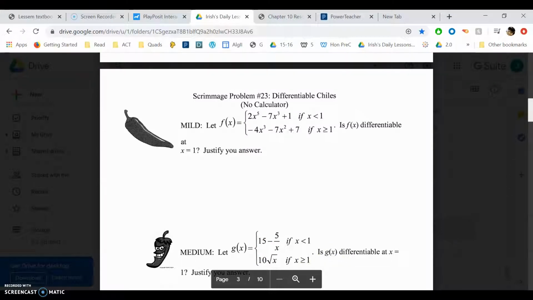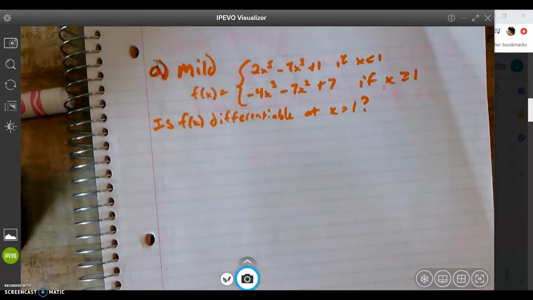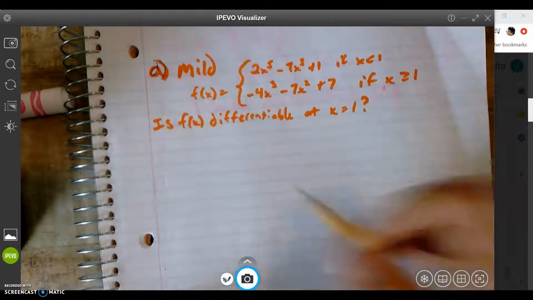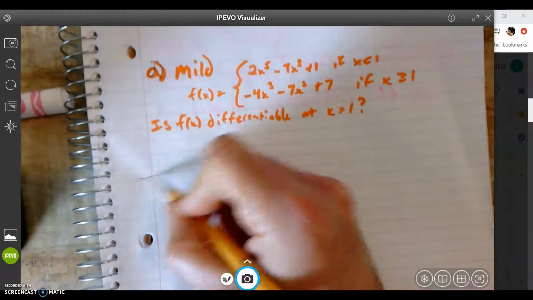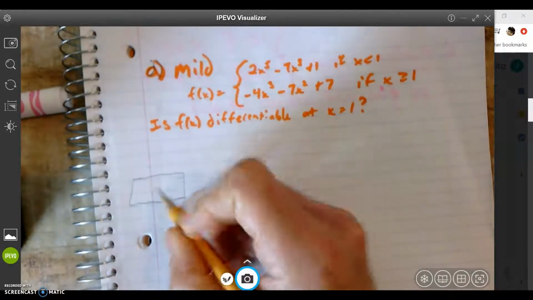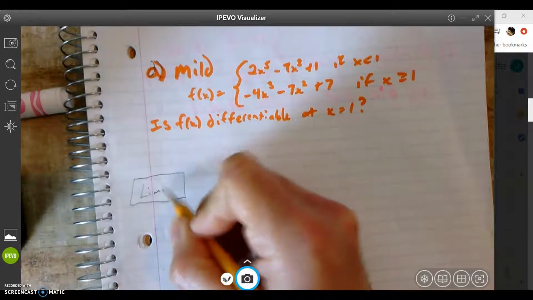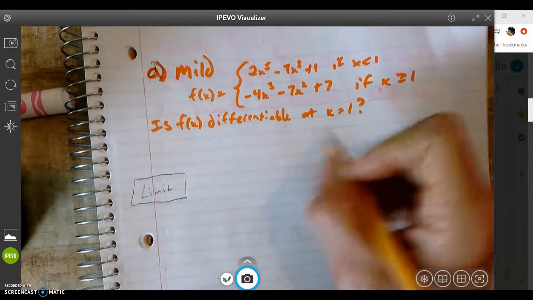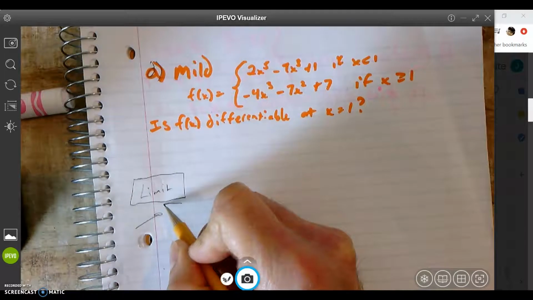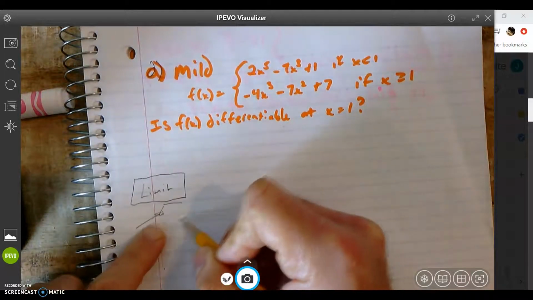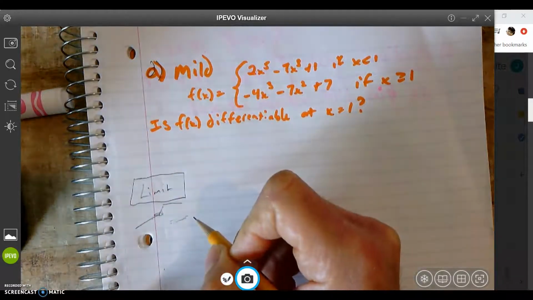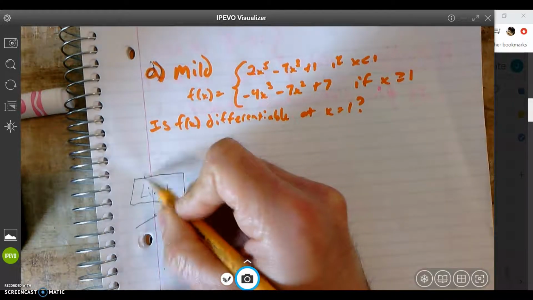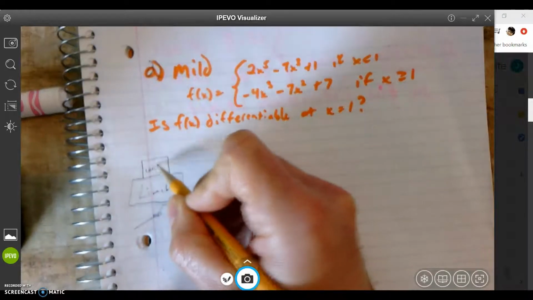All right, here we go. Let's write it down. There it is. So here's the mild. Is f of x differentiable at x equals 1? The first thing we have to do is draw our wedding cake. The first thing that has to be true is there has to be a limit at x equals 1, so there can't be a jump or anything like that. There has to be the same y value as you approach 1 on both the left and the right side. Then what else do we have? We have to make sure it's continuous.